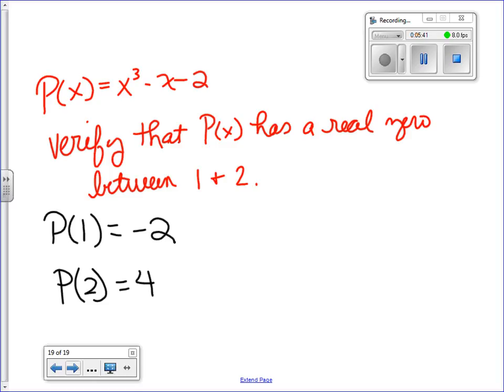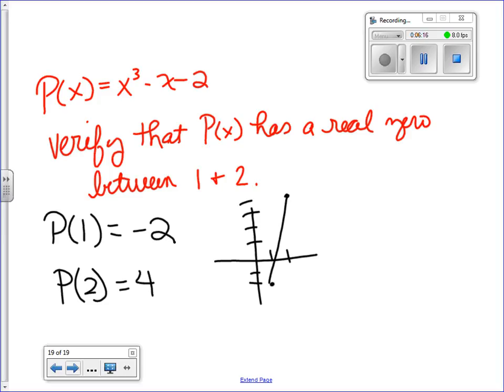Alright, okay. I don't know what the zero is. I have no idea, okay? But I know if I graph this, there's a point at 1, negative 2, and there's a point at 2, 4, and the only way to get from one to the other is to cross the x-axis, right? So I don't know what it is, but I do know that it exists. Okay? Alright. So you need to know the intermediate value theorem, and we're going to come back to that a little bit later. We're going to start looking at real zeros.